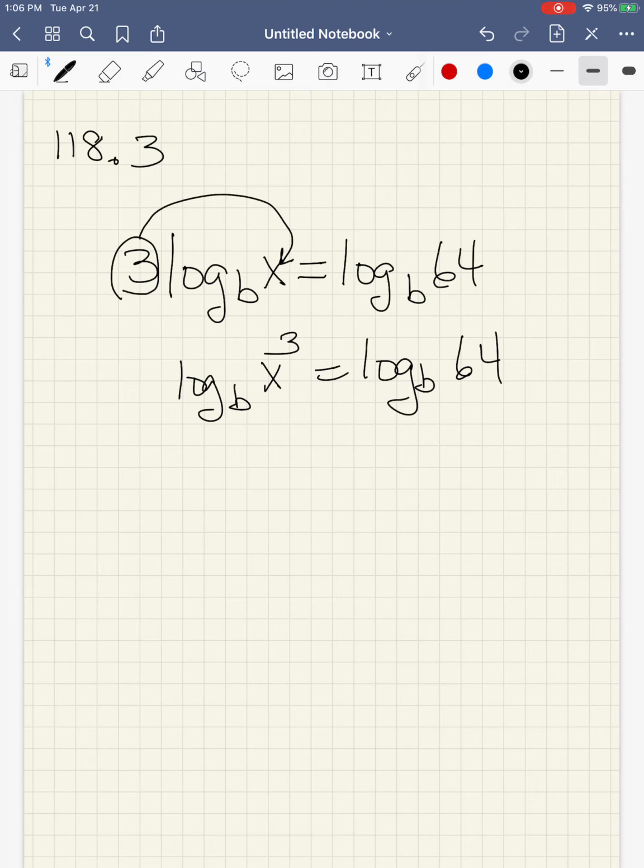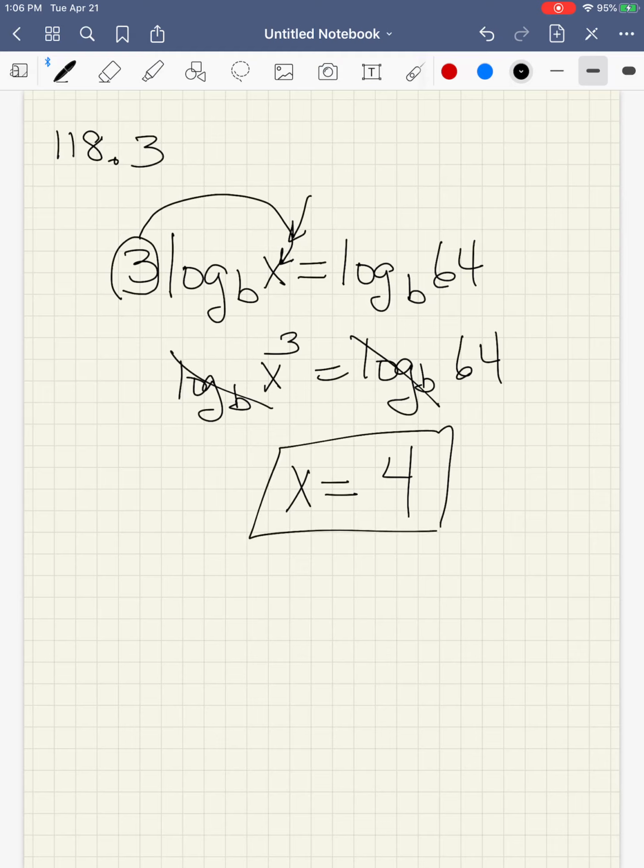So we have a log base b equal to a log base b. Guess what? Same logarithms, they cancel out. So we have x cubed equals 64, so what is x? The cube root of 64 is 4. And the only place we have an x to plug into is right here, so it's not asking us to take the log of a negative number. So x equals 4 is the solution.